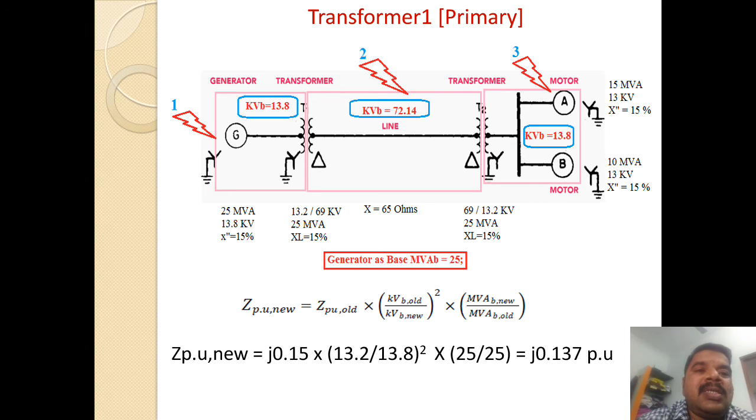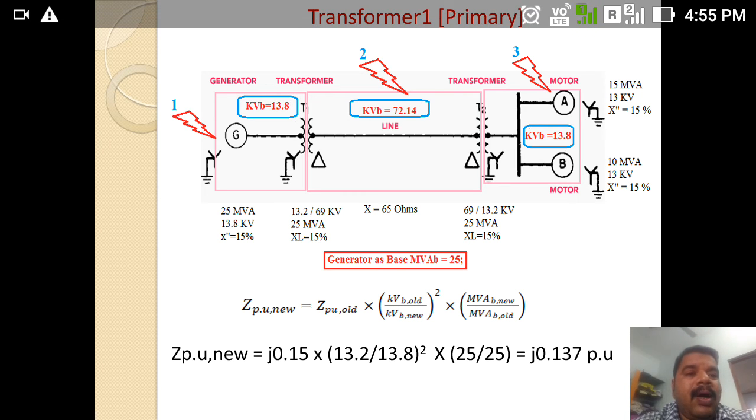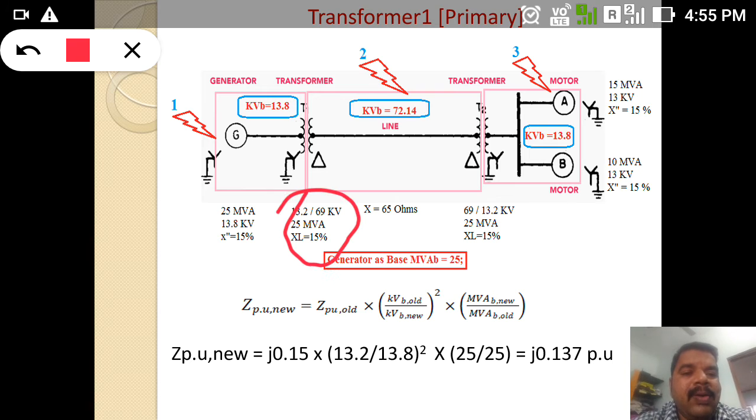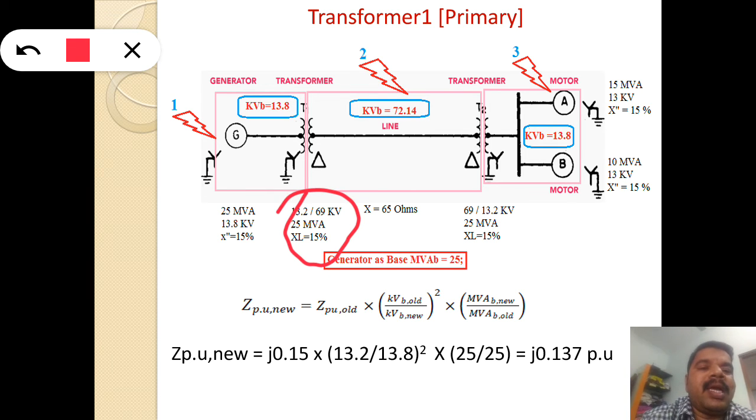So now I am going to find out the per unit value. For the transformer, the given values are 13.2 divided by 69 kilovolt, 25 MVA, and X equal to 15% for the transformer T1. What is the X value given? 15%. 15% is the reactance value. It is given in percentage, which means it is given in per unit value.